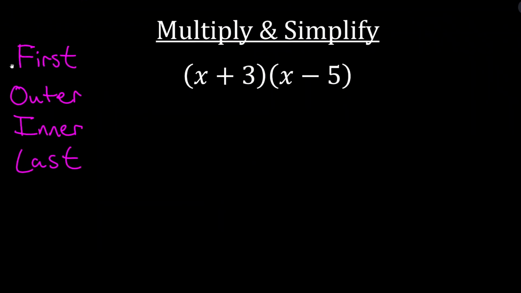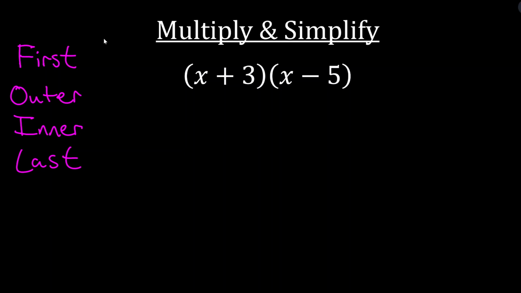So this acronym FOIL is first, outer, inner, last. And what that means is relative to these terms. So we have two binomials here, which means polynomials with two terms, right? Something plus something or something minus something. That's what we're practicing multiplying together.